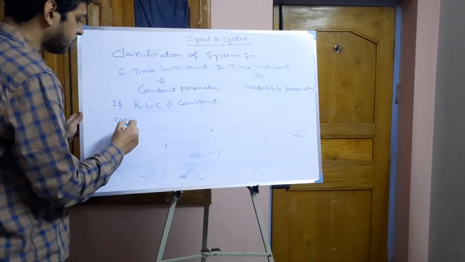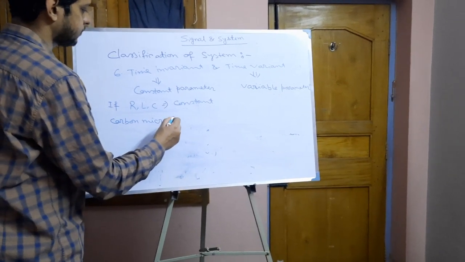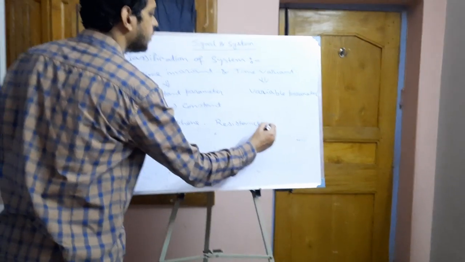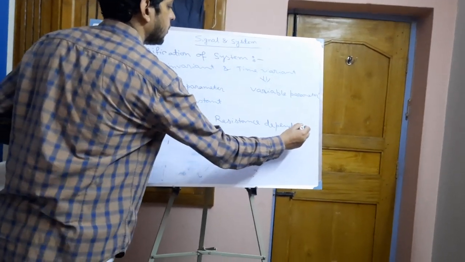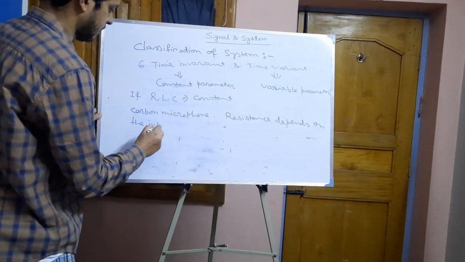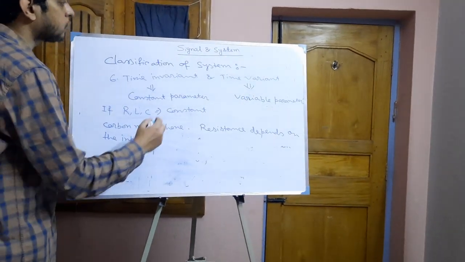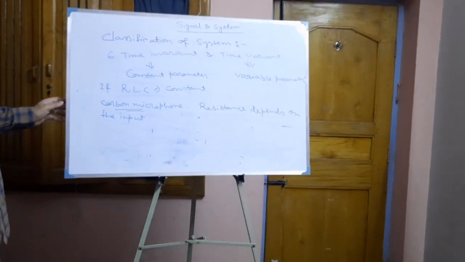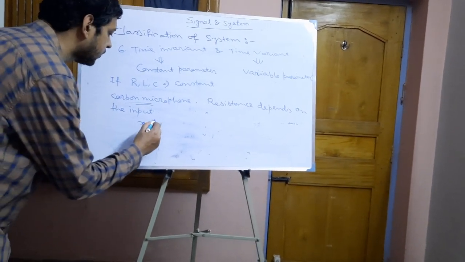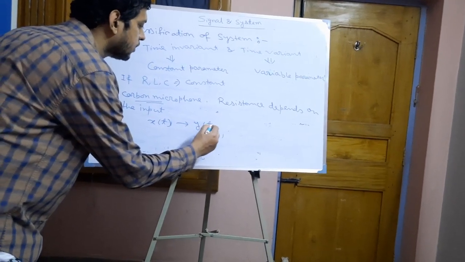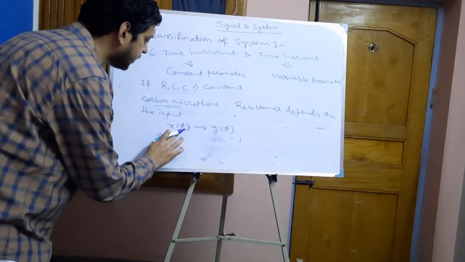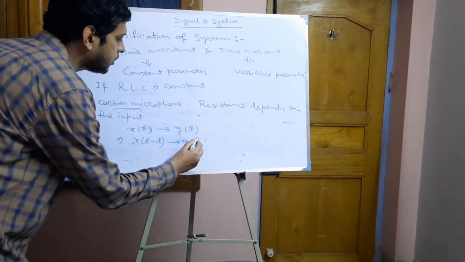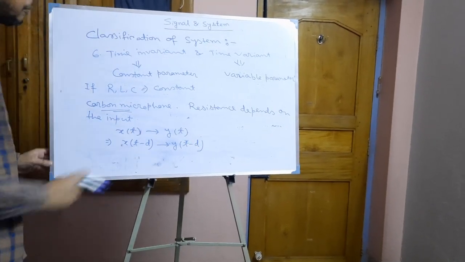Now for a carbon microphone, the resistance depends on the input. Hence the carbon microphone system is a time variant system. Now for a time invariant system, say x(t) gives rise to y(t). If x(t) is delayed by a time d, then y(t) will also be delayed by the same amount of time.